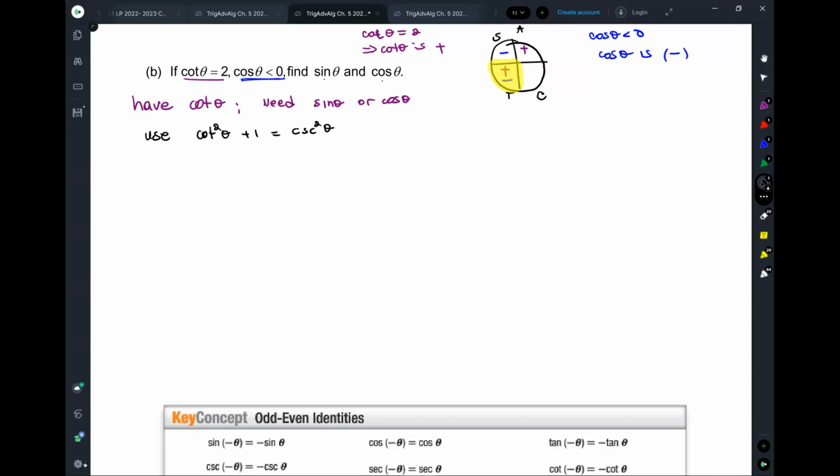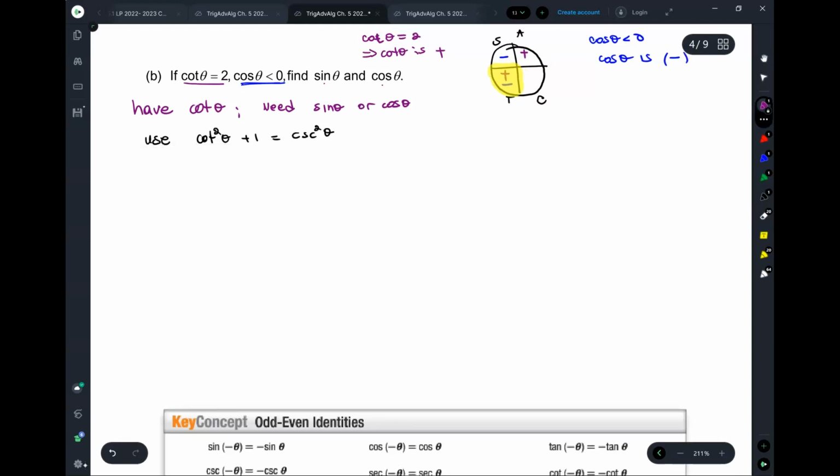Okay, so we're solving for cosecant squared, that's good enough. So let's see. I have cotangent is 2. But this recipe calls for cotangent squared, so it's got to be 2 squared plus 1 equals cosecant squared. Okay, what does that give you? 5. 5 is cosecant squared theta. Okay, take a square root. And now cosecant is plus or minus root 5. Please don't forget the plus or minus.